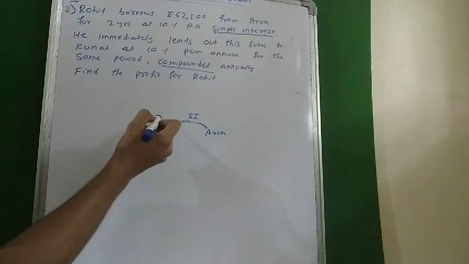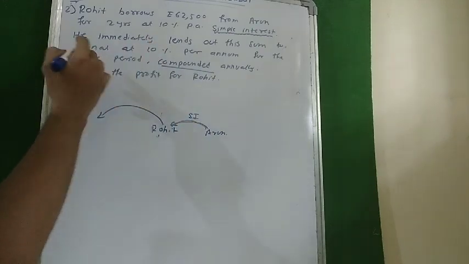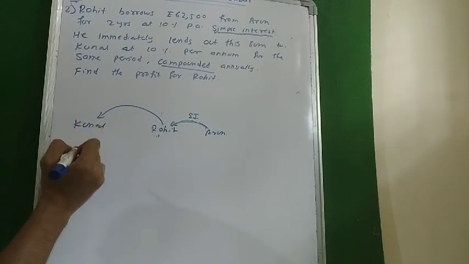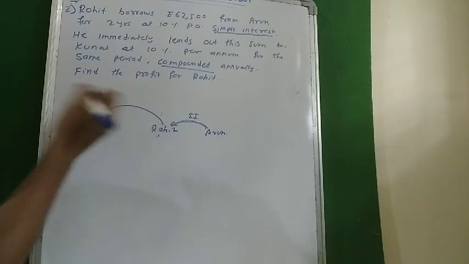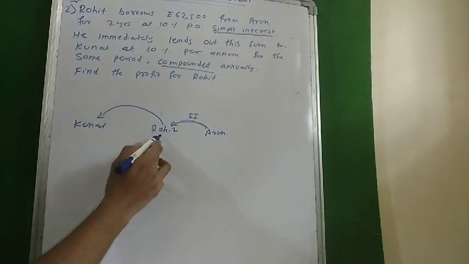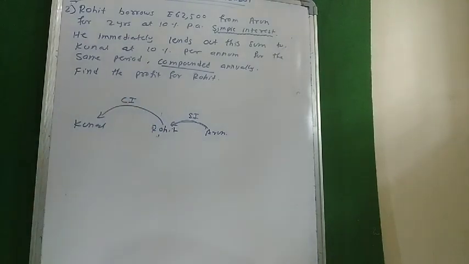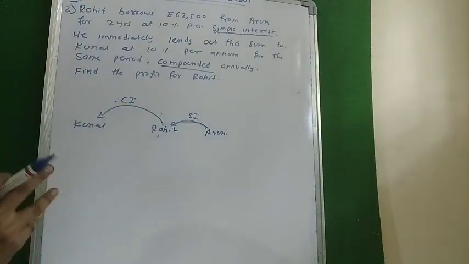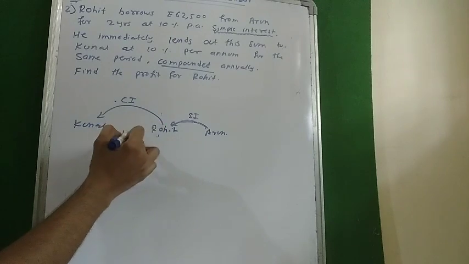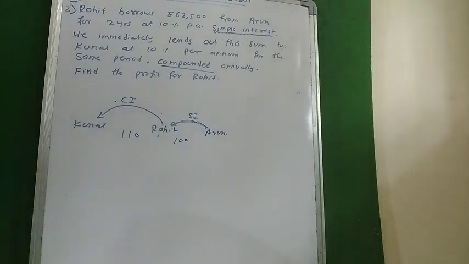But Rohit is a smart person. Rohit immediately lends, means gives that money to Kunal. And now Kunal has borrowed the money from Rohit. So Kunal has to pay the interest to Rohit. But Rohit asked Kunal to pay the interest as compound interest. And we know that compound interest is greater than simple interest. So we can say that Rohit will take 110 rupees from Kunal and pay Arun only 100 rupees. So the profit for Rohit will be 10 rupees.